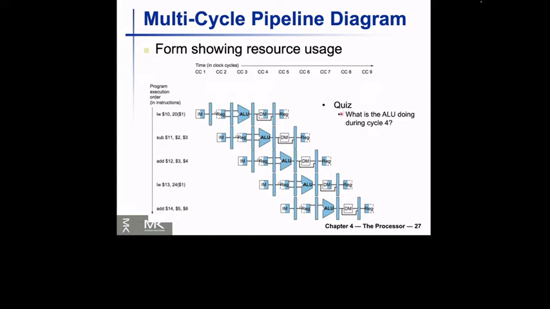Let me ask you a quiz. What is the ALU doing during clock cycle 4? You just check the table. In clock cycle 4, the ALU is doing the second instruction. It is trying to subtract $2 and $3, right? What is the data memory doing during clock cycle 5? In clock cycle 5, the data memory is in fact idling.